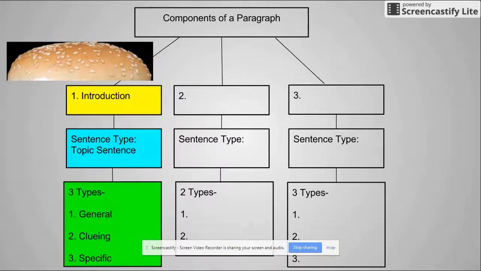General just gives you a look at the main idea. Cluing gives you a look at the main idea plus a small preview through the use of a cluing word. And lastly, specific always states the main idea as well as what details will be covered throughout your writing.